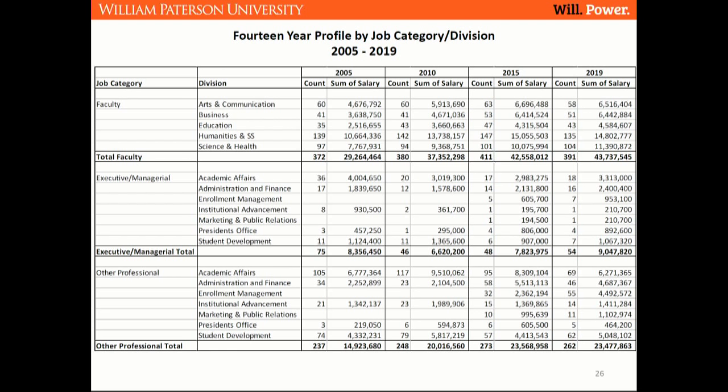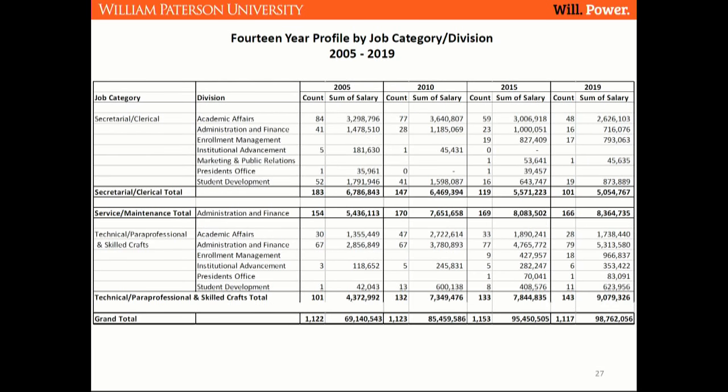If you look at the grand total, in 2005, we had 1,122 employees. Today, we have 1,117 employees. Same time period, same categories of employees. But when you go into the different components, and it's hard to see because it's two separate slides, there's been some changes. Faculty was at 372. We peaked around 411. As of last fall, we were at 391.